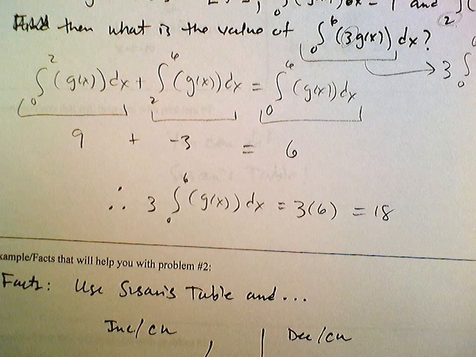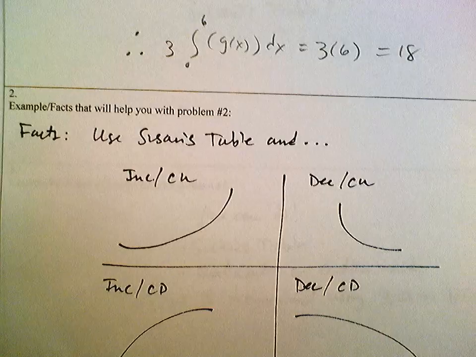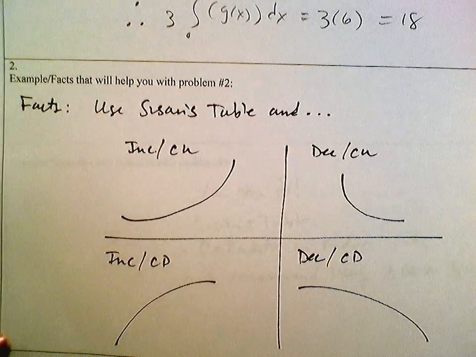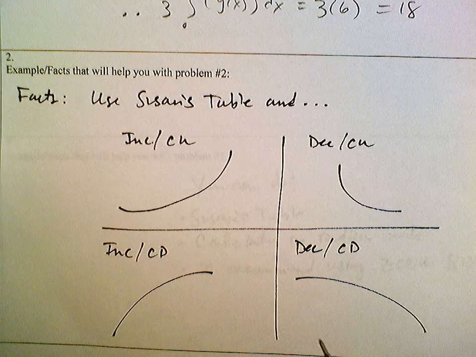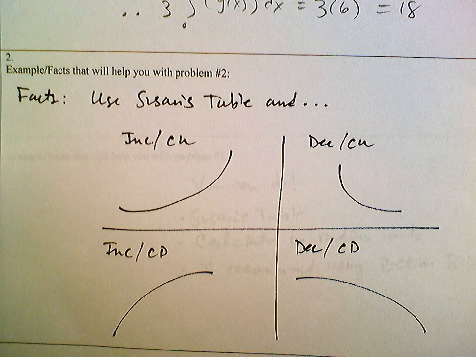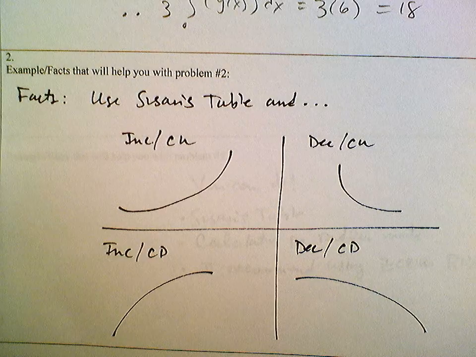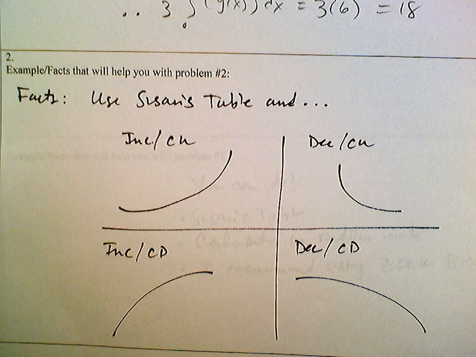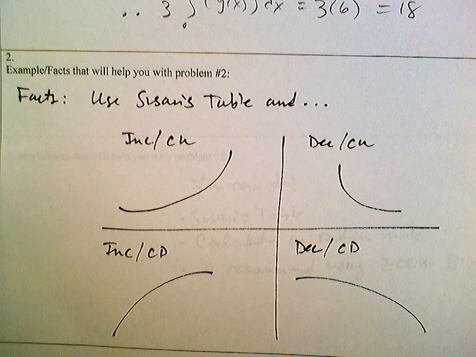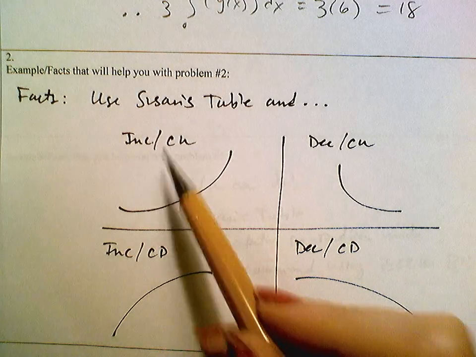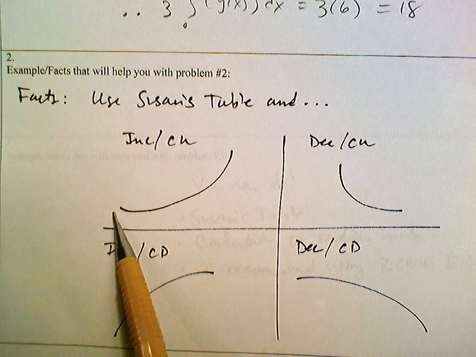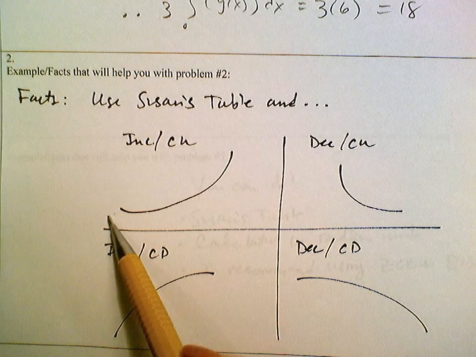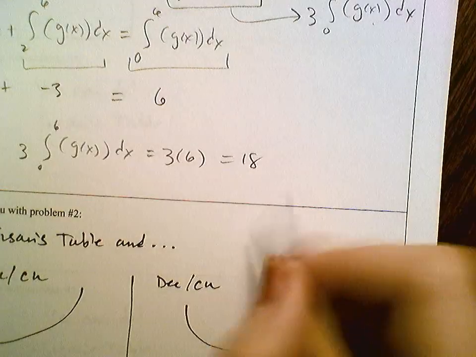Okay, so you have a similar example. This one, you've got to use Susan's table, and let's just talk about something for a second. Okay, so write this down. These are the 4 possibilities that you have, the 4 combinations of increasing, decreasing, and concavity. All right, this is what an increasing concave up section of a graph looks like. It looks like it could be part of an upwards parabola. Actually, let's go like this.